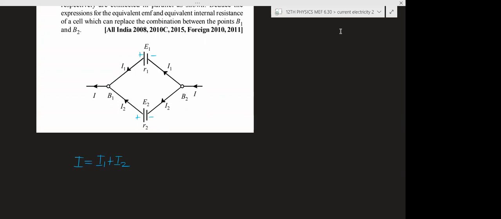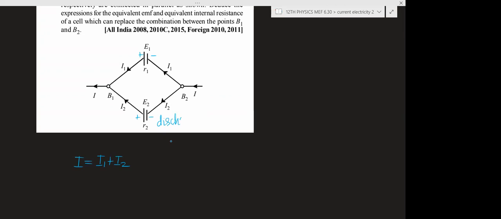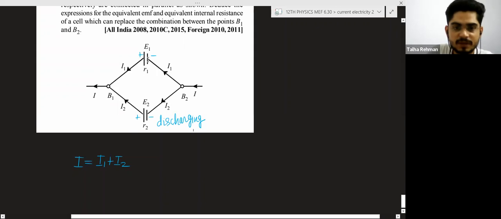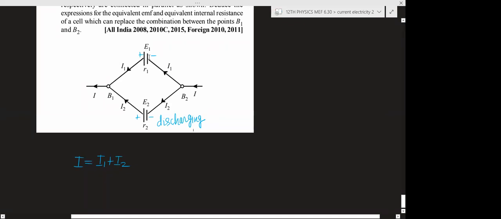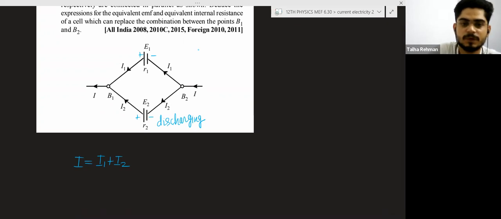It's discharging. Very good. This cell is in discharging condition. Now Nafisa, you will tell me. Here the current is leaving the positive terminal and terminating at the negative terminal. This cell is charging or discharging? Charging. No, no. This is discharging, because the current is from positive terminal to negative terminal. Okay, so this cell is again discharging.